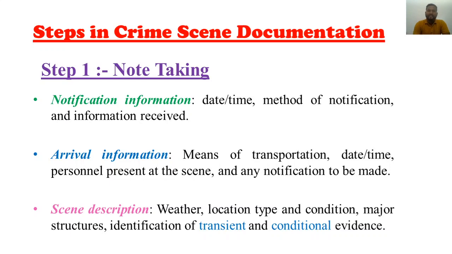The next is scene description. So he should note the weather condition, then location, type and condition, then major structures, identification of transient and conditional evidences, and also containers holding evidences of recent activities such as ashtrays or trash cans, etc. Then clothing, furniture and any weapons present. So he has to mention every bit of the crime scene in his note.